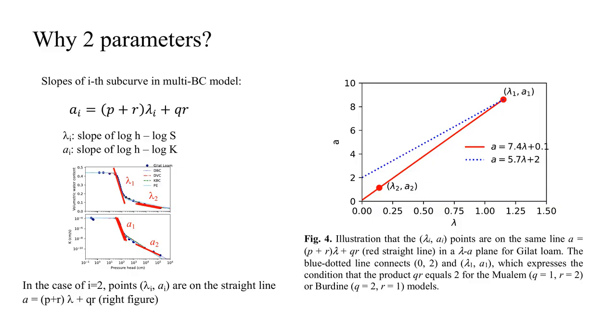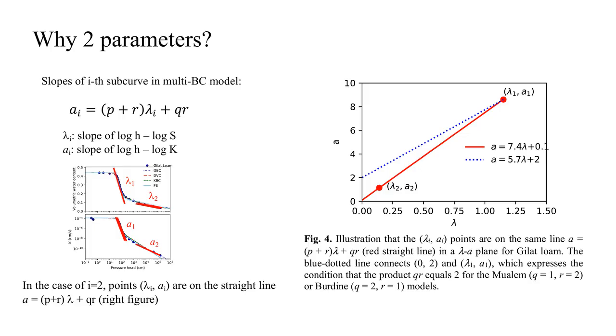So why do we need two parameters? Again, from the analytical solution of the Multi-Brooks-Corey model, the slopes of the ith subcurve can be expressed using this equation. Here, lambda i represents the slope of the log-log plot of the water retention curve, and A i represents the slope of the log-log plot of the hydraulic conductivity curve. Both lambda and A are positive values.